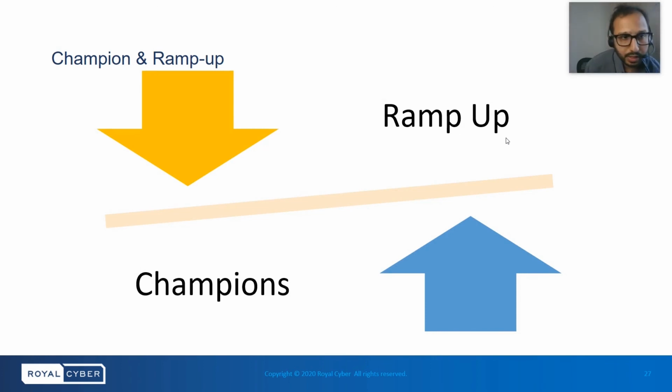Now let's see, when we are developing our first few processes, automating our first few processes, we should try to create champions. Champions are who have benefited from a process automation, who has seen the impact of automation, and he can talk about it.